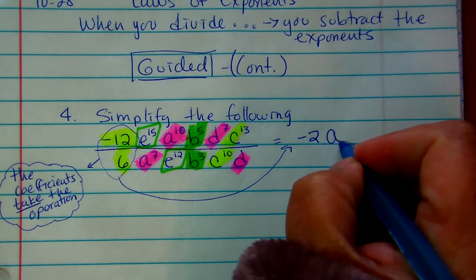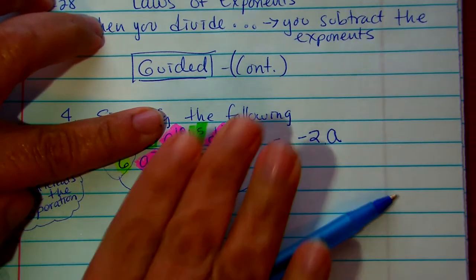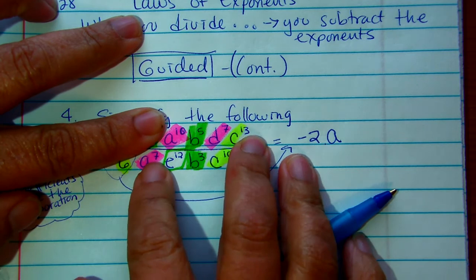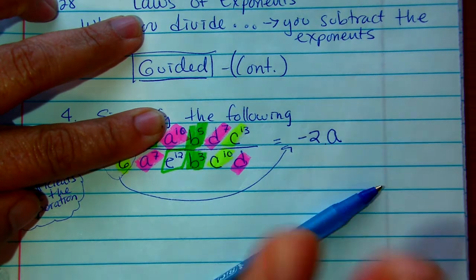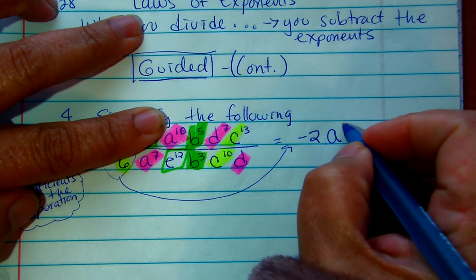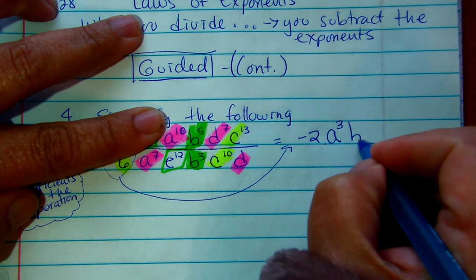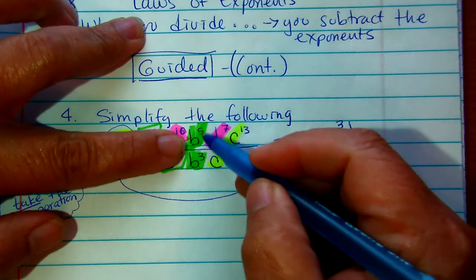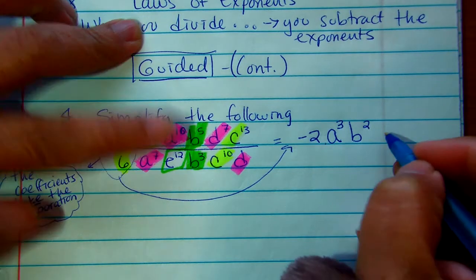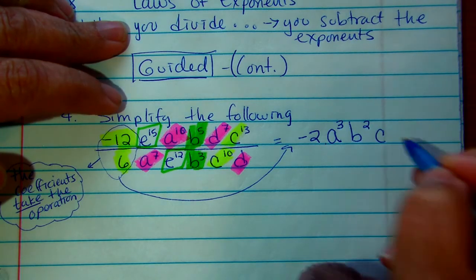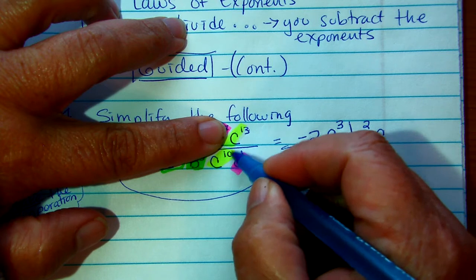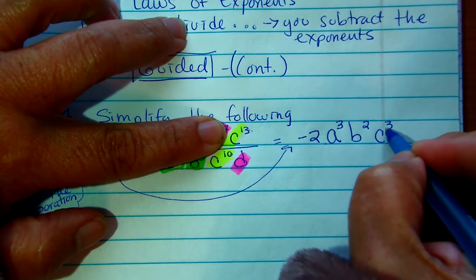So for the A's, I have 10 and 7. So we're going to subtract. Remember, when you divide, subtract the exponents. So 10 minus 7 gives you 3. Then for the B, 5 minus 3. What is 5 minus 3? 2. Then comes letter C. For letter C, what numbers are we going to subtract? 13 and 10. So 13 minus 10, 3.